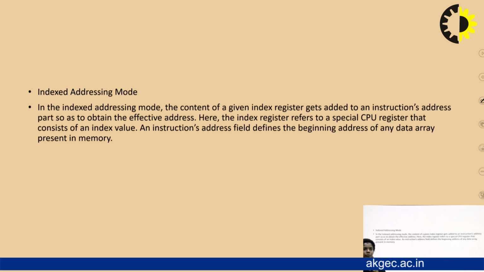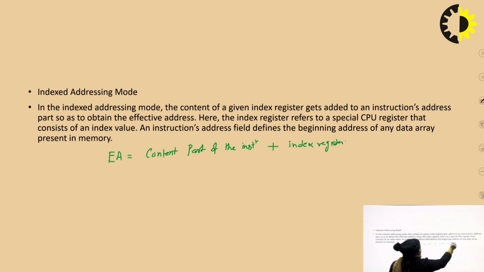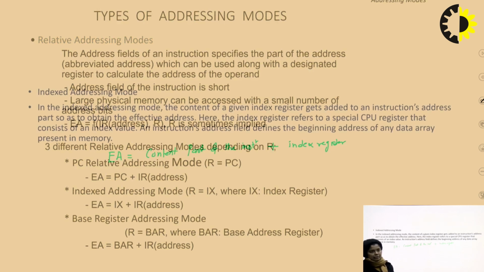Index addressing mode. Here you calculate the effective address as the address part of the instruction plus the index register value. Whatever the index register value is, it is added to the address part of the instruction, so you can get the effective address.